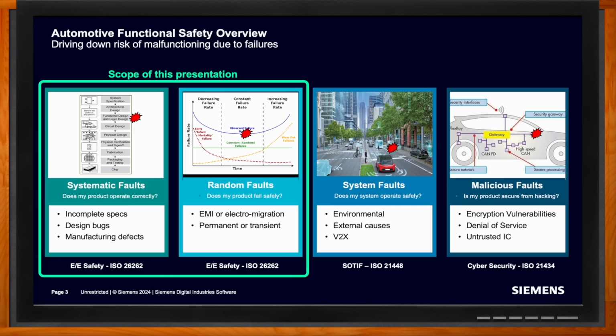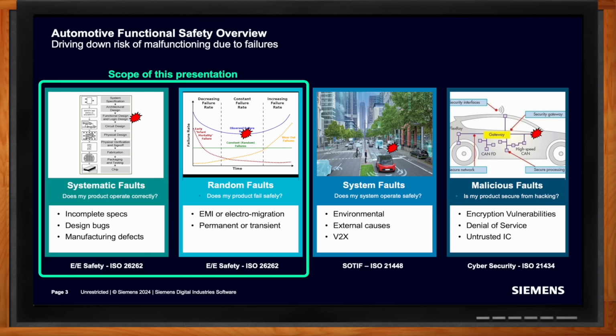When you talk about random faults, we're talking about faults that aren't designed or can't be designed out. They need to be caught by safety mechanisms. So safety mechanisms must be put into the design to detect and mitigate those random faults.